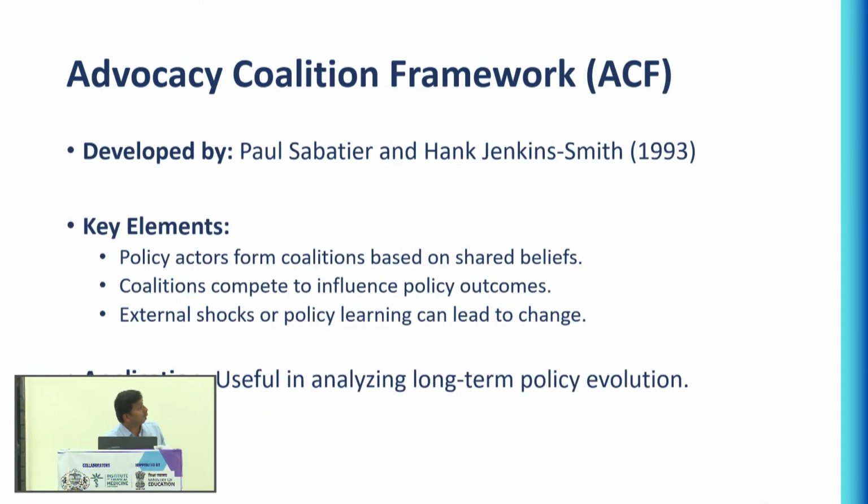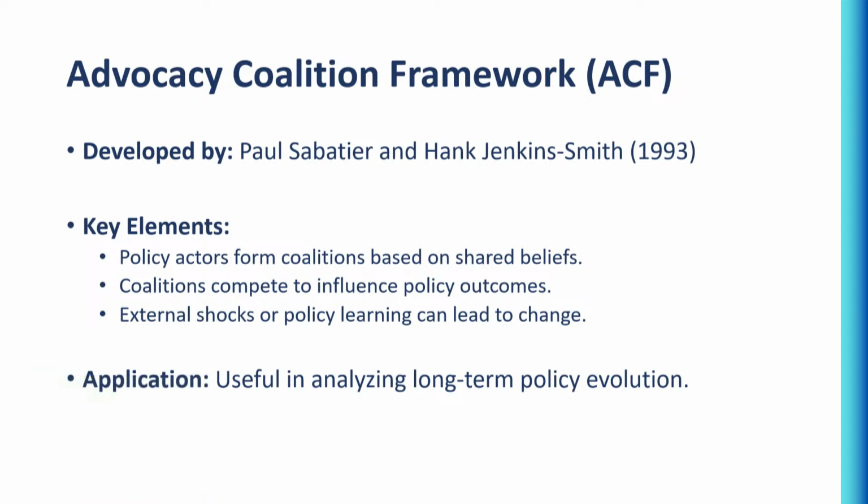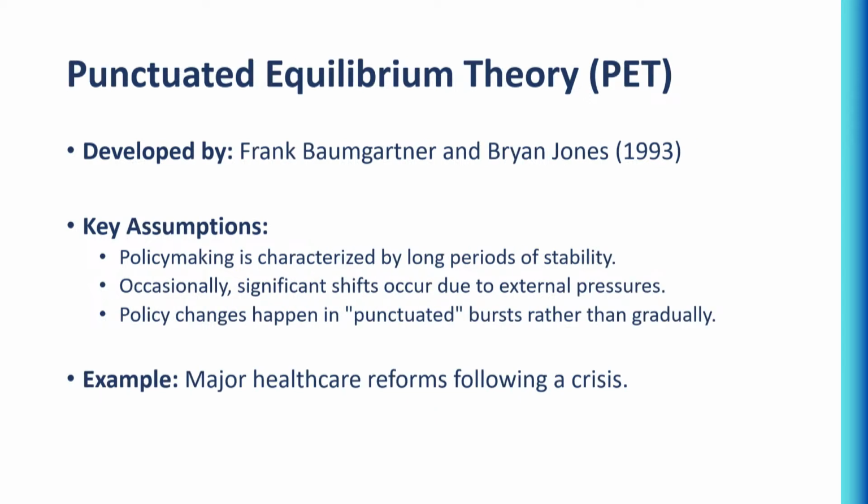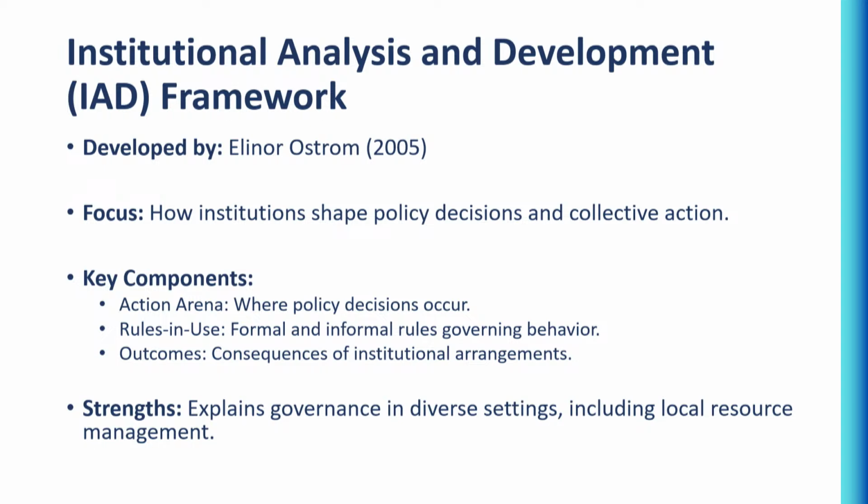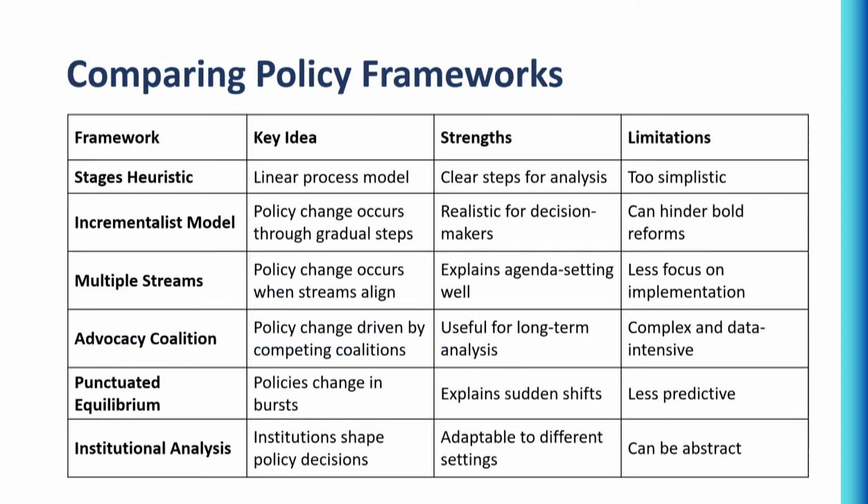Another framework by Paul Sabatier and Jenkins is the advocacy coalition framework. The policy actors form coalitions based on shared beliefs. So, people will come together. There will be a coalition based on the shared beliefs, and external shocks or policy learning can lead to change. Similarly, you can talk about punctuated equilibrium theory, you can talk about institutional analysis and so on.